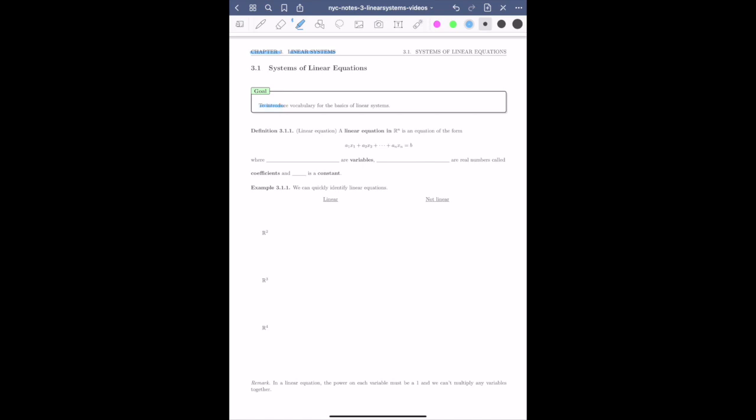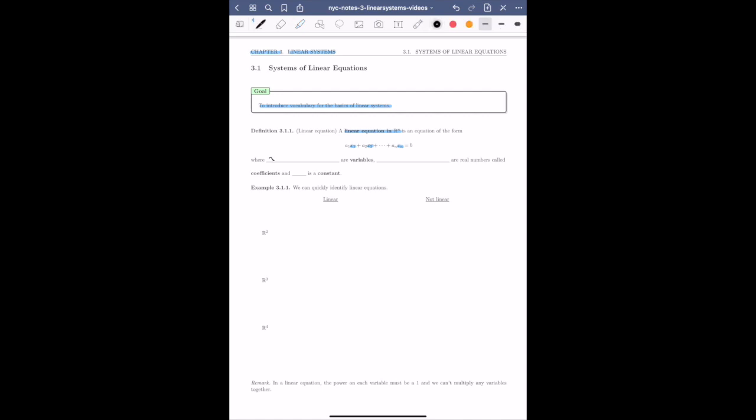Our first goal is to introduce vocabulary for the basics of linear systems. We're going to begin by studying linear equations, which you've seen as equations of lines in R2 and as equations of planes in R3. More generally, a linear equation in Rn is an equation of the form a1x1 plus a2x2 plus dot dot dot plus anxn is equal to b.